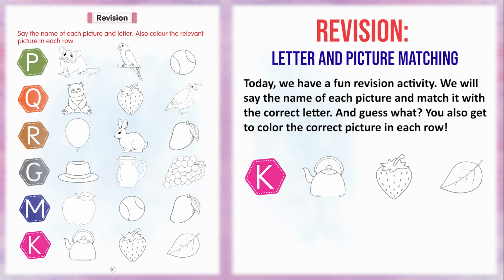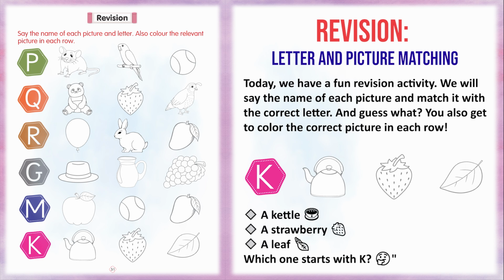Sixth row, letter K. The letter in this row is K. K says K. Look at the pictures. A kettle, a strawberry, a leaf. Which one starts with K? Correct answer, kettle. K for kettle. Color the kettle.